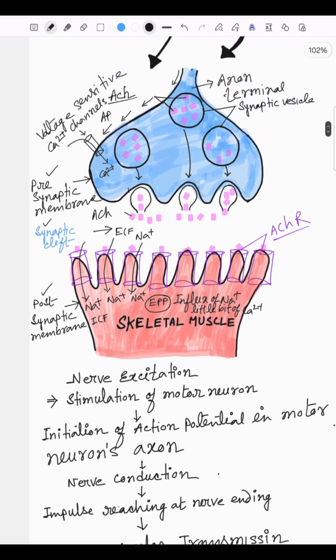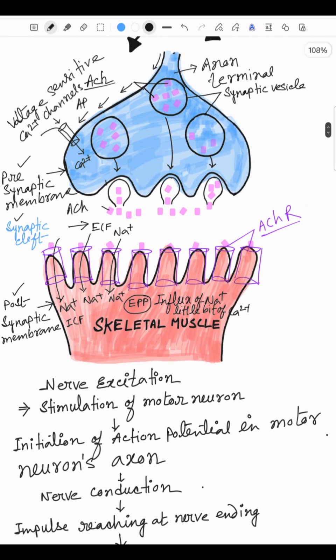And till then, whatever I said, this is the normal physiology of the neuromuscular junction and normal physiology of skeletal muscle contraction. But skeletal muscle contraction is another process. There are so many chains of events for skeletal muscle contraction. Here I establish the fact, the relation between a neuron and a skeletal muscle.